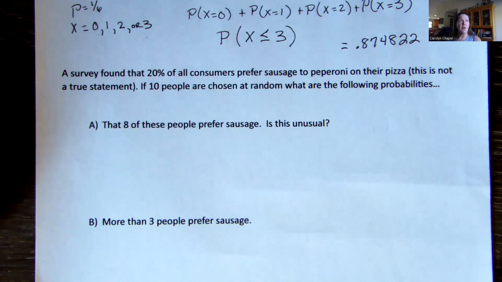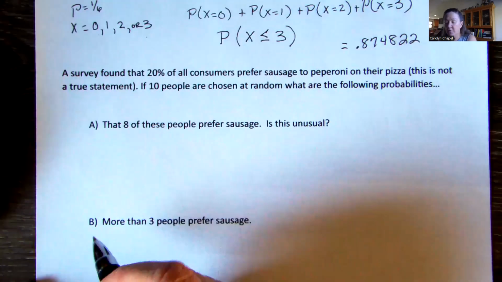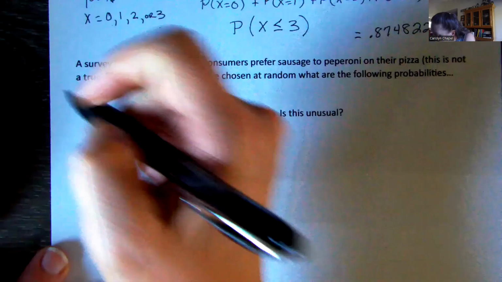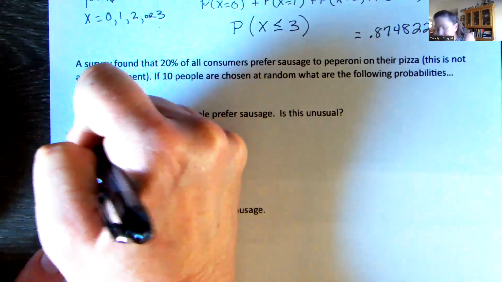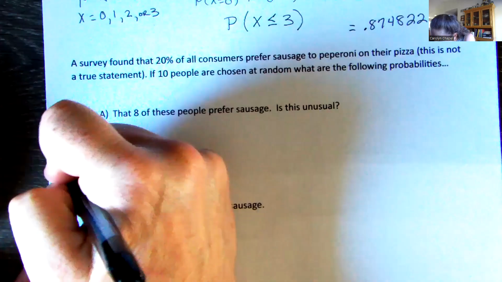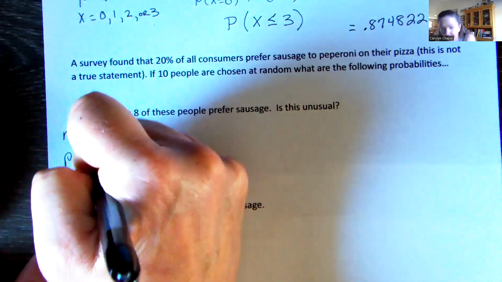So that's the second one. They are independent. Two options. Yes, they either prefer sausage or they don't prefer sausage. Those are our two outcomes. Also, the next thing is, does the probability of a success change? We will use the survey results to be our probabilities, so that's going to remain consistent at that 20%. So for both of these pieces, my n is going to be 10, and my p is going to be 0.2, that 20%.